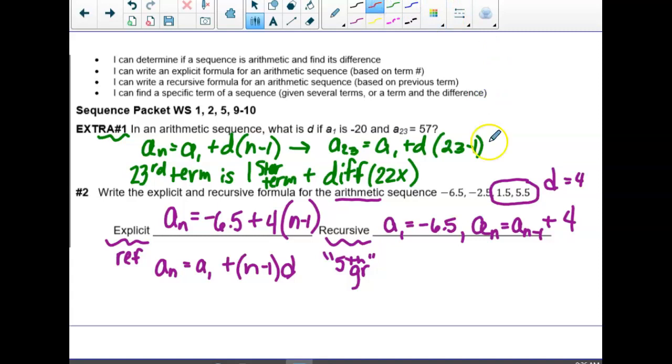Okay, all that is just theory. Can you put in actual numbers here? What's the 23rd term? 57 equals the first term, which was negative 20, plus the difference that we don't know, times 22. So how would we solve that? Yep, if we add 20 over here, we get 77. And then if we divide by 22, we get 7/2 or 3.5, I think.